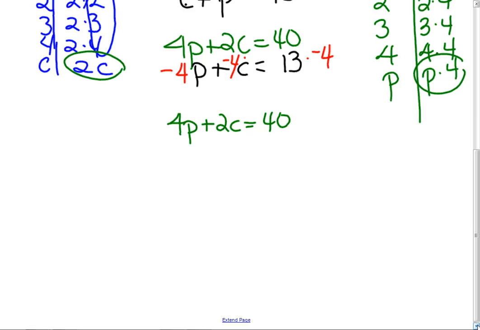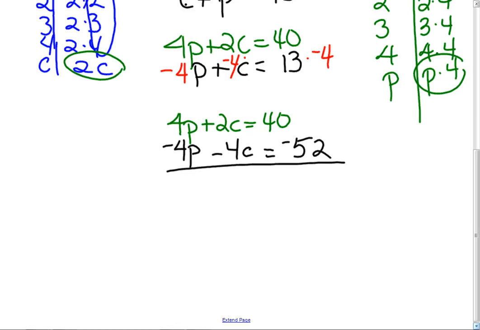And what's this going to give me? Okay, Michael, what do I get here? Negative 4P. See if I can get out of the way. Minus 4C. Does anybody know what 4 times 13 is? I always get that mixed up with negative 42, but that's okay. Negative 52. Hopefully we did that right. Now you add. What happens to the P's? They go away.